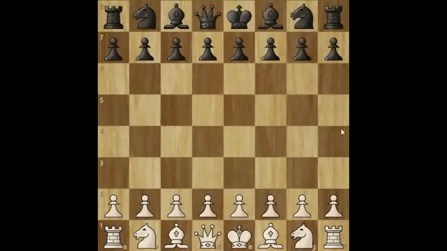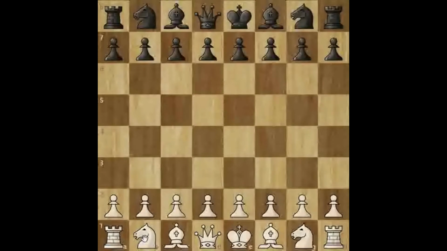Number 2, how the pieces move. So the pawn can move one step forward or 2 steps forward. But when you move the pawn one step forward, you cannot move it 2 steps forward again. Then we have the rook. The rook can move horizontally and vertically.